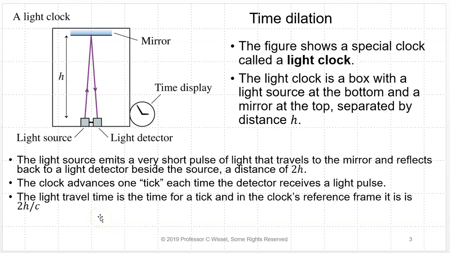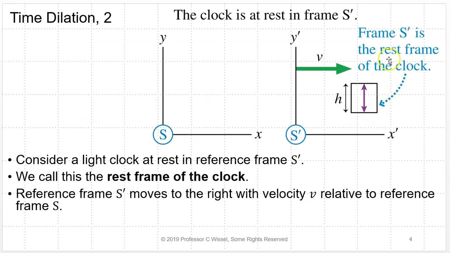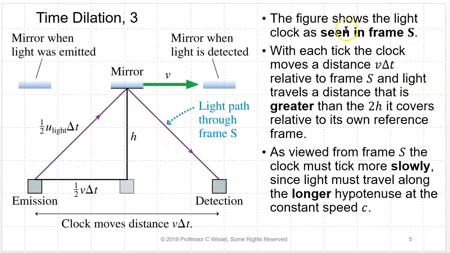The light travel time is the time for the tick, and in the clock's reference frame, it is equal to 2h over c, where c is the speed of light. The clock is at rest in frame S prime, so frame S prime is the rest frame of the clock. Of course, reference frame S prime is moving to the right with velocity v in the x prime direction relative to reference frame S. Now, the figure shows the light clock as seen in frame S.